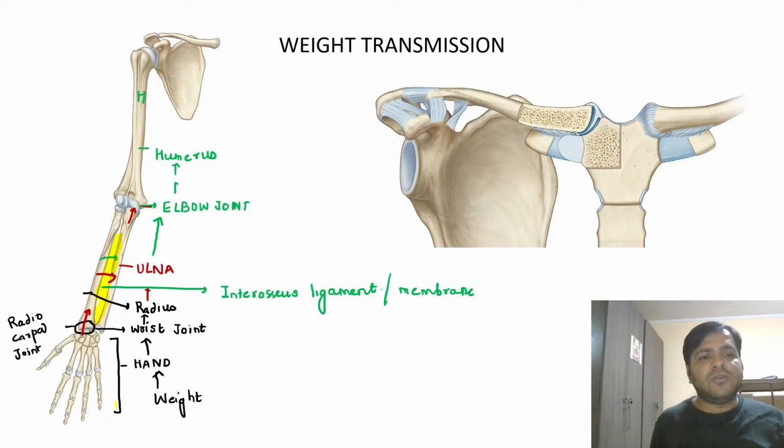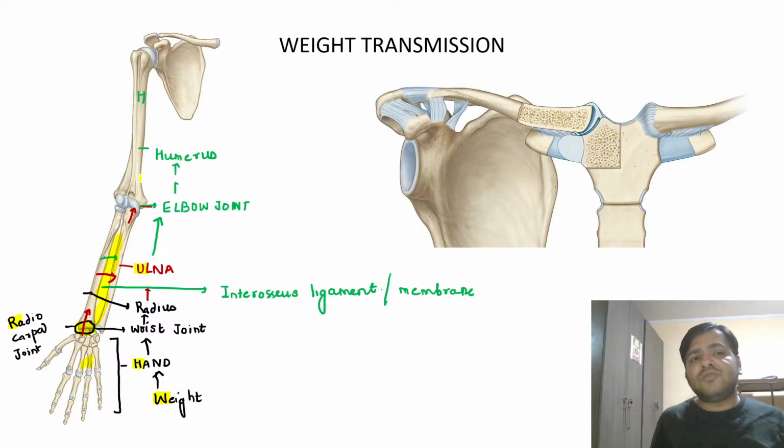Now it is clear. We are holding the weight, right? We are holding the phone. It will go to the hand first, then to the wrist joint, the radiocarpal joint, between the radius and the carpal bone. So the weight from the wrist joint will go to the radius. Then via the interosseous ligament or membrane, it will go to ulna.